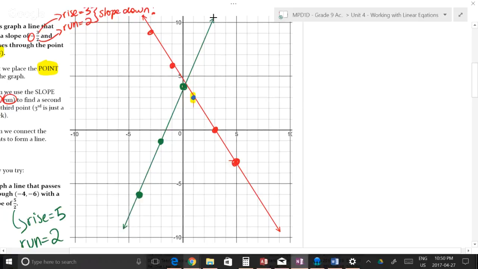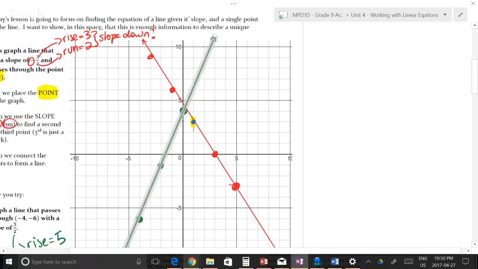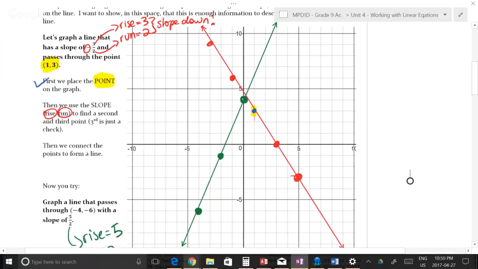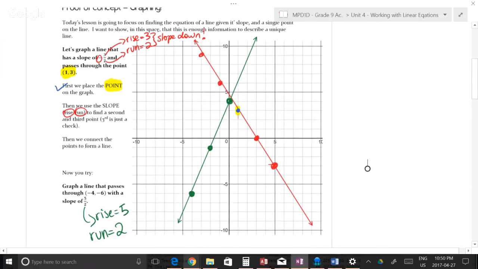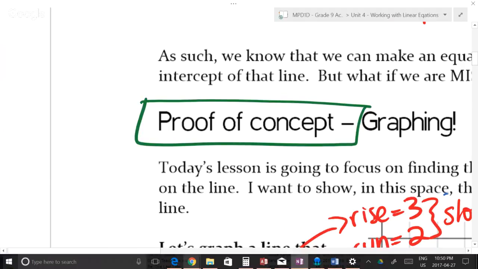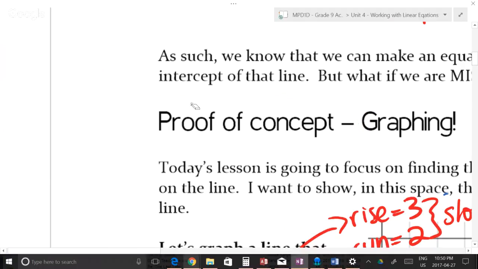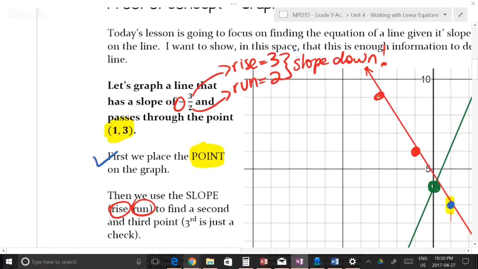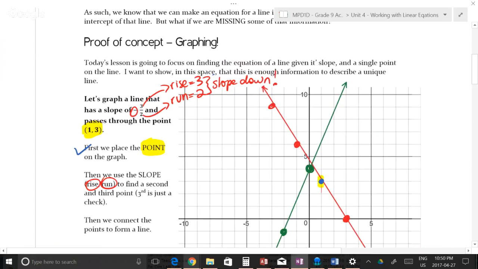Now, things rarely do, of course, in real life work out perfectly. That is pretty darn good, I would say. So there we go. So all of this is, as I said, a proof of the concept. It shows us that if we have just one point and a slope, that's enough information to define a line. That's enough information to make a line, like we did here.